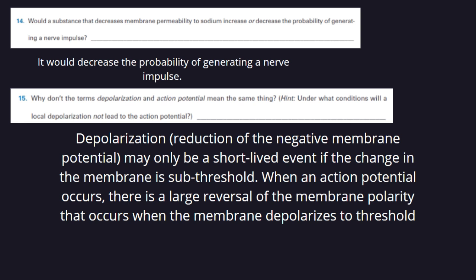Number 15. Why don't the terms depolarization and action potential mean the same thing? Our answer is depolarization, a reduction of negative membrane potential, may only be a short-lived event if the change in the membrane is sub-threshold. When an action potential occurs, there is a large reversal of the membrane polarity that occurs when the membrane depolarizes to threshold.